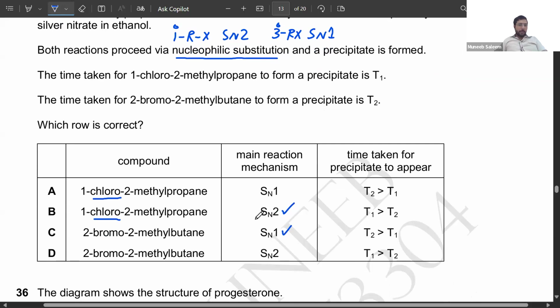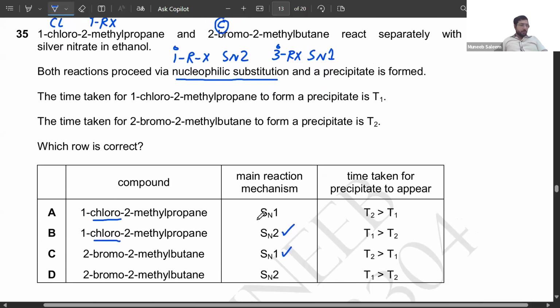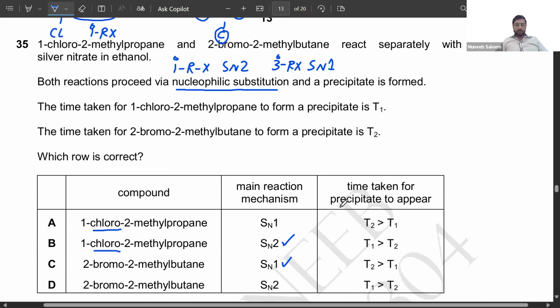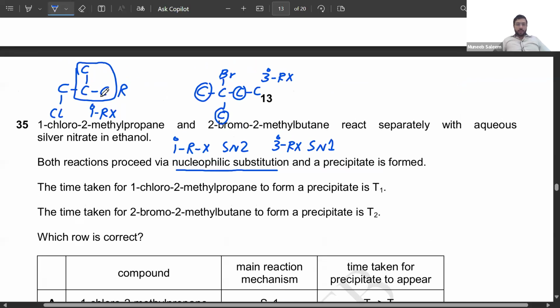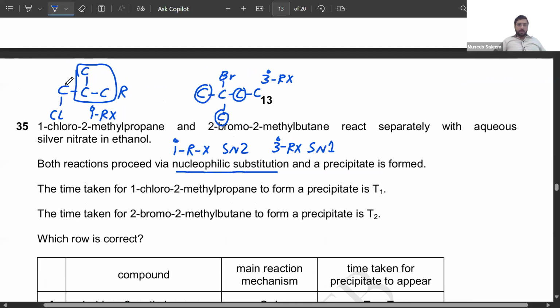Now the next part is about the time taken. The time for the precipitate to form. Okay, so in the first compound, there is a chlorine bonded with a carbon, and in the second case, we have bromine bonded with a carbon. Now we again look into the literature that the reaction in which the precipitate is formed with aqueous silver nitrate means that the carbon to halogen bond must be broken. So the carbon to chlorine bond must be broken to make the AgCl precipitate.